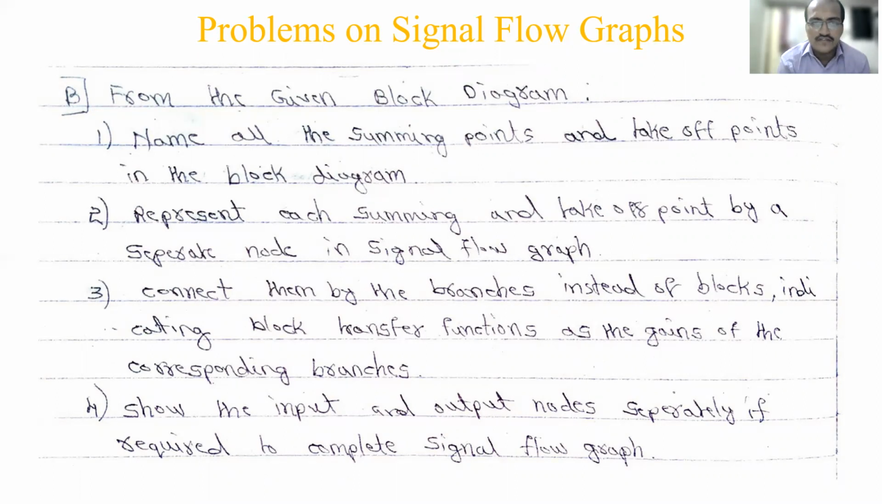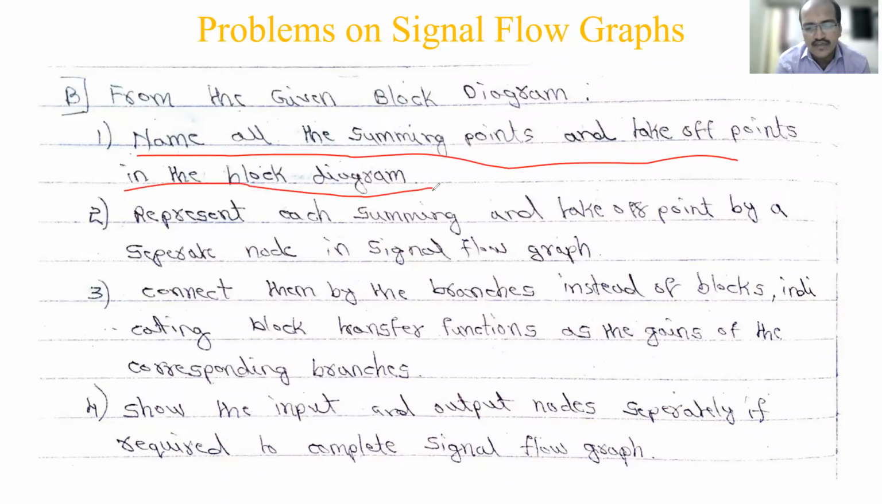So what is the first step? In the signal flow graph, there are 4 components: block, arrow, summing points, and takeoff points. So if the block diagram is given to construct the signal flow graph, first you have to name all the summing points and takeoff points in the block diagram. You can give any name.